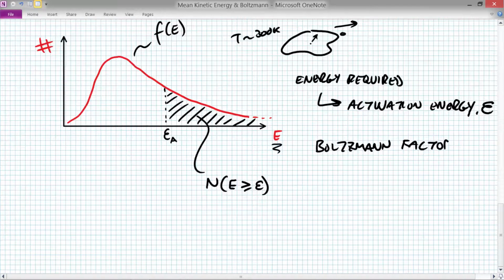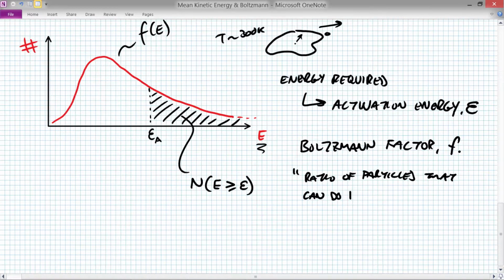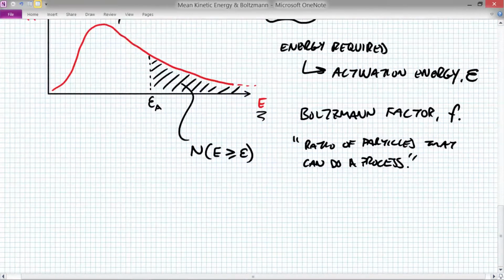And that's a lowercase f. And all the Boltzmann factor does is it tells us the ratio of particles that can do a process, or in other words, the ratio of particles that have the required energy. So that, in this case, is EA. So the ratio of particles that can do a process compared to the total number.